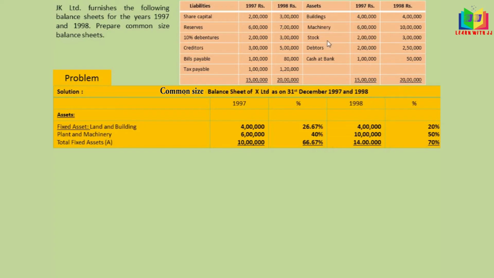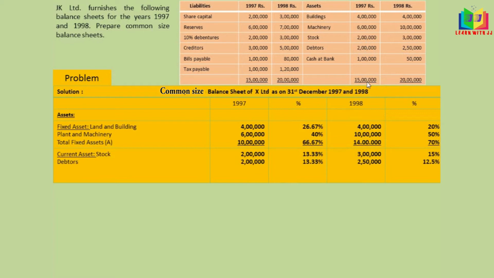Now we have to write the current assets. First we'll write the stock. Stock is 2 lakh and 3 lakh. So 2 lakh divided by 15 lakh and 3 lakh divided by 20 lakh will give 13.33% and 15%. Next we have debtors, 2 lakh and 2 lakh 50,000. Yes, the same amount.